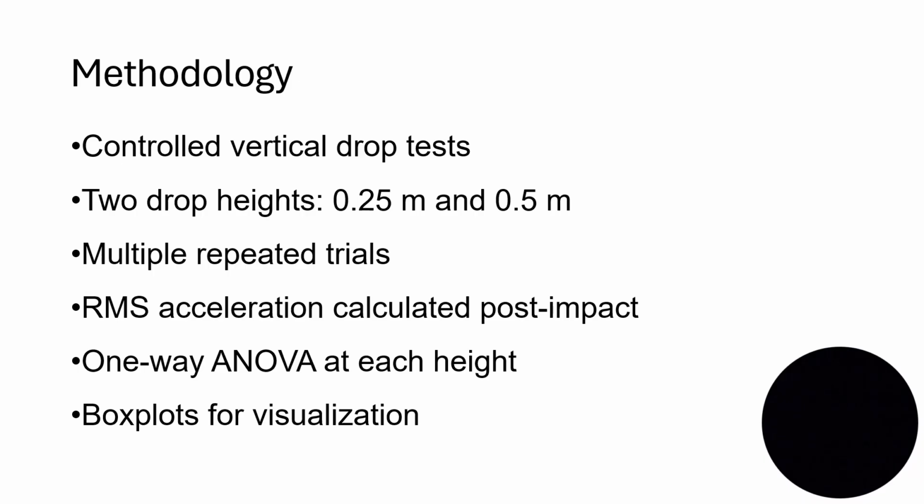The methodology consisted of controlled vertical drop tests conducted at two drop heights, with multiple repeated trials for each design to capture variability. For each test, the 1 second RMS acceleration was calculated using the post-impact acceleration signal, as I mentioned before. To statistically evaluate different designs, one-way ANOVA was performed separately at each drop height. In addition, box plots were used to visually examine the distribution, variability, and consistency of RMS acceleration across the designs.